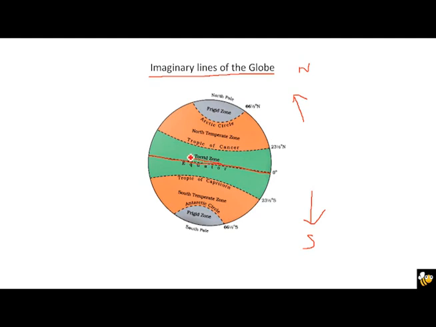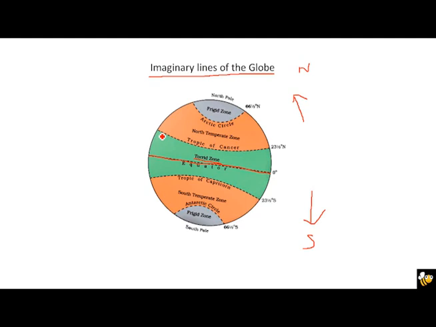This region is between 0 degree to 23 and a half in the north, and 0 degree to 23 and a half in the south. At 23 and a half we have the Tropic of Cancer. It is another line. We say that the midday sun never shines overhead on any latitude beyond the Tropic of Cancer and the Tropic of Capricorn.